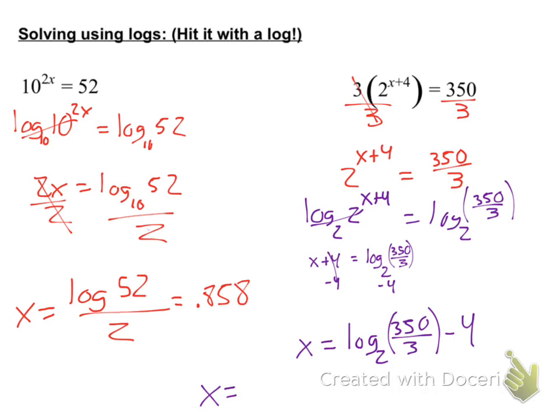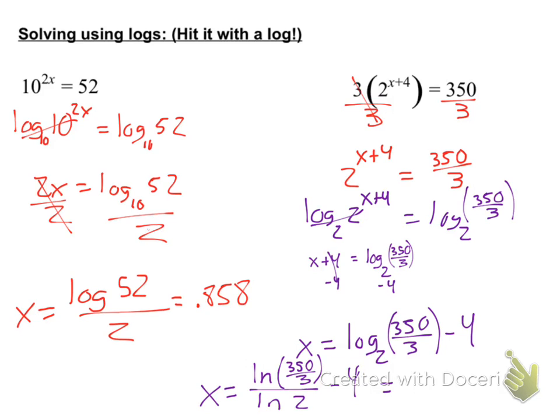I'll make the choice for you because no one's speaking up. I want natural log. I think it's easier to say natural log. Natural log of our number, which happens to be 350 over 3, divided by natural log of 2, and I'll subtract 4. It's hard to see because of the break in the board there. That's a minus 4. So if you take your calculator out, what do you get?